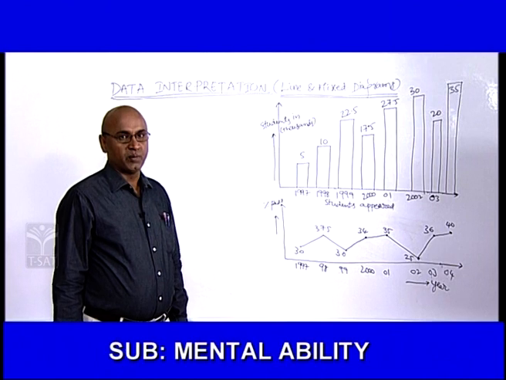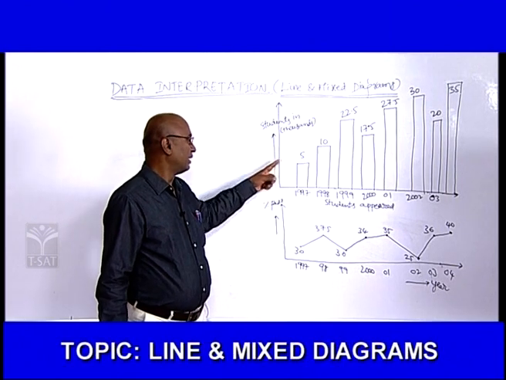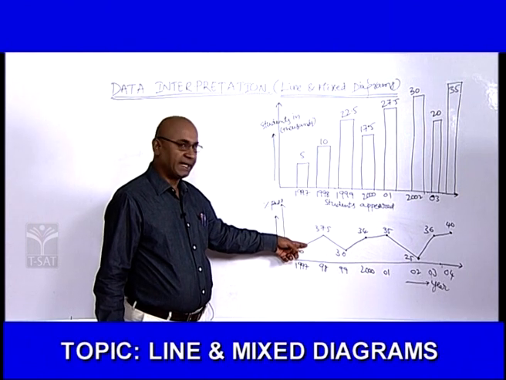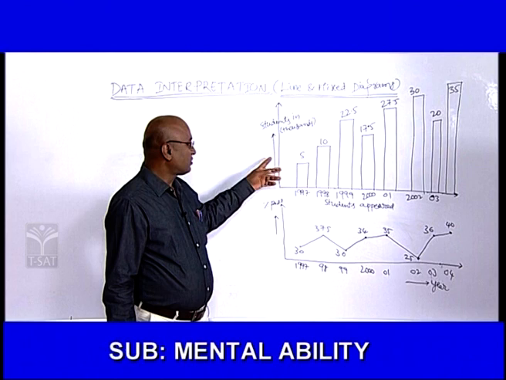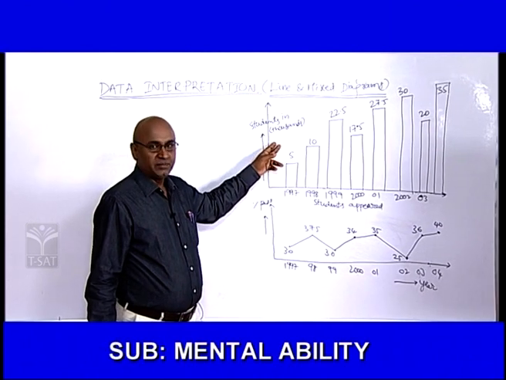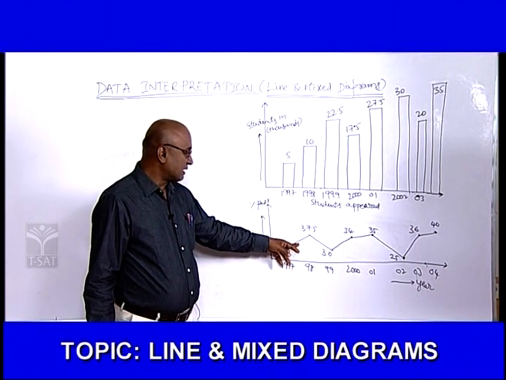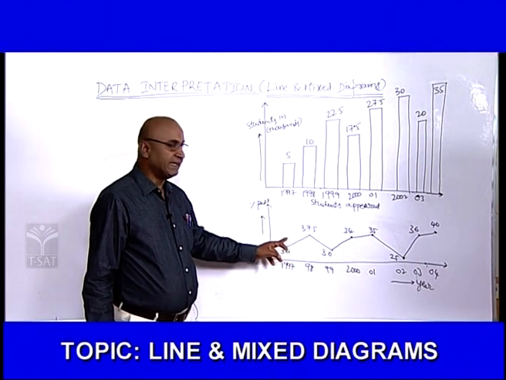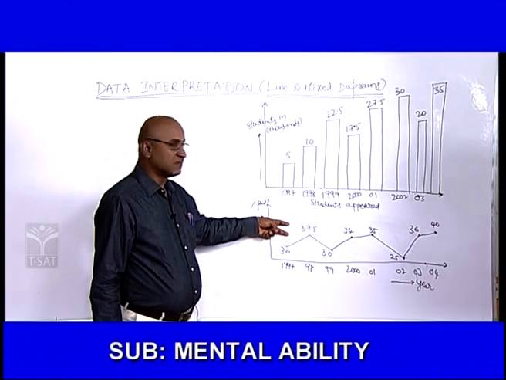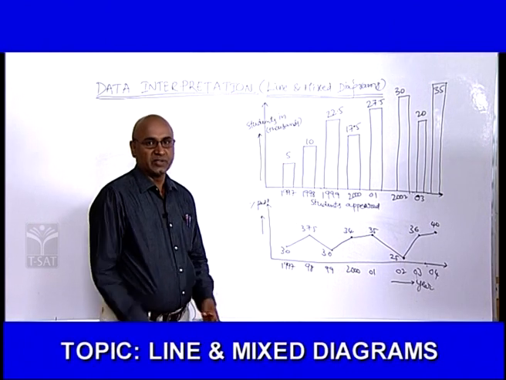Now we will see the next problem. See this problem, in the problem there are two diagrams. The first diagram is the bar diagram and the second one is the line diagram. The number of students appeared for an exam is given in the bar diagram and the pass percentages are given in the line diagram. So by linking these two diagrams, or by observing these two diagrams, we have to answer the following questions.